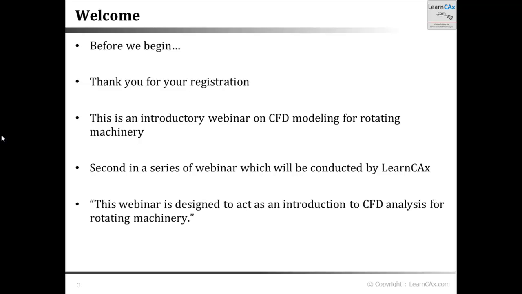This webinar is designed to act as an introduction to CFD analysis for rotating machinery flows. So for anyone who is new to CFD or who has just entered the CFD field and wants to know some more applications of CFD and how CFD is applied to turbo machinery flows, this particular webinar is designed for such participants. If you already know a lot of CFD and you know how to model rotating machinery flows, then you may be knowing a lot of this content already.